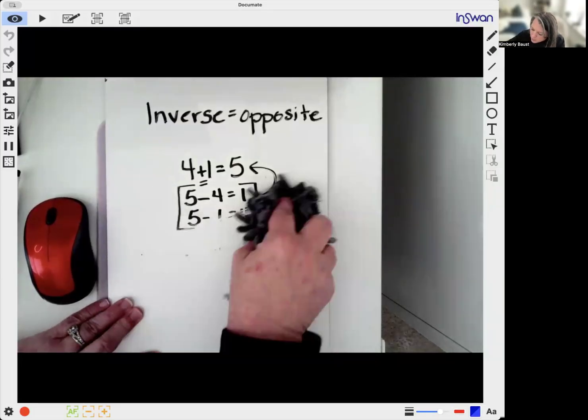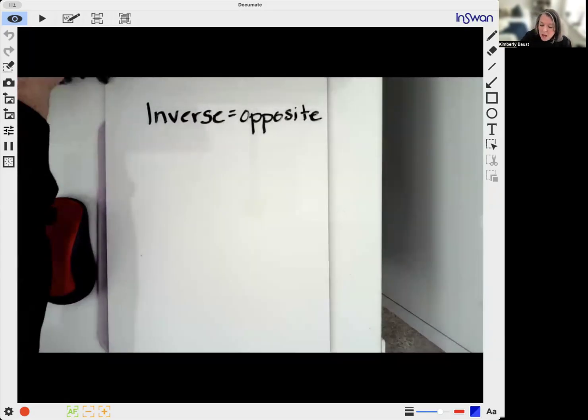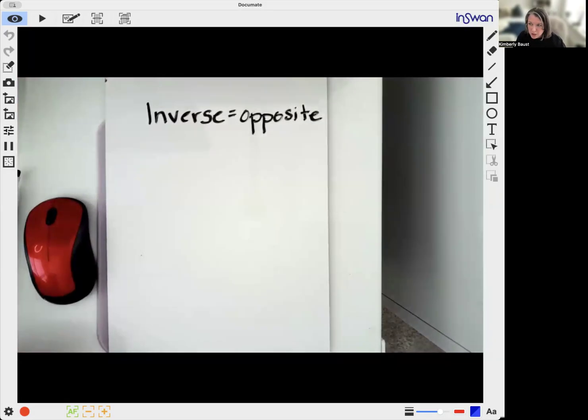So then let's say, when would we use this? Why do we care? We know these are fact families, right? Yes, these are fact families. We know fact families, okay? But now you're getting older and they're going to want to start using other terminology and other math words besides fact families, okay? And so they're going to say inverse operation, all right?